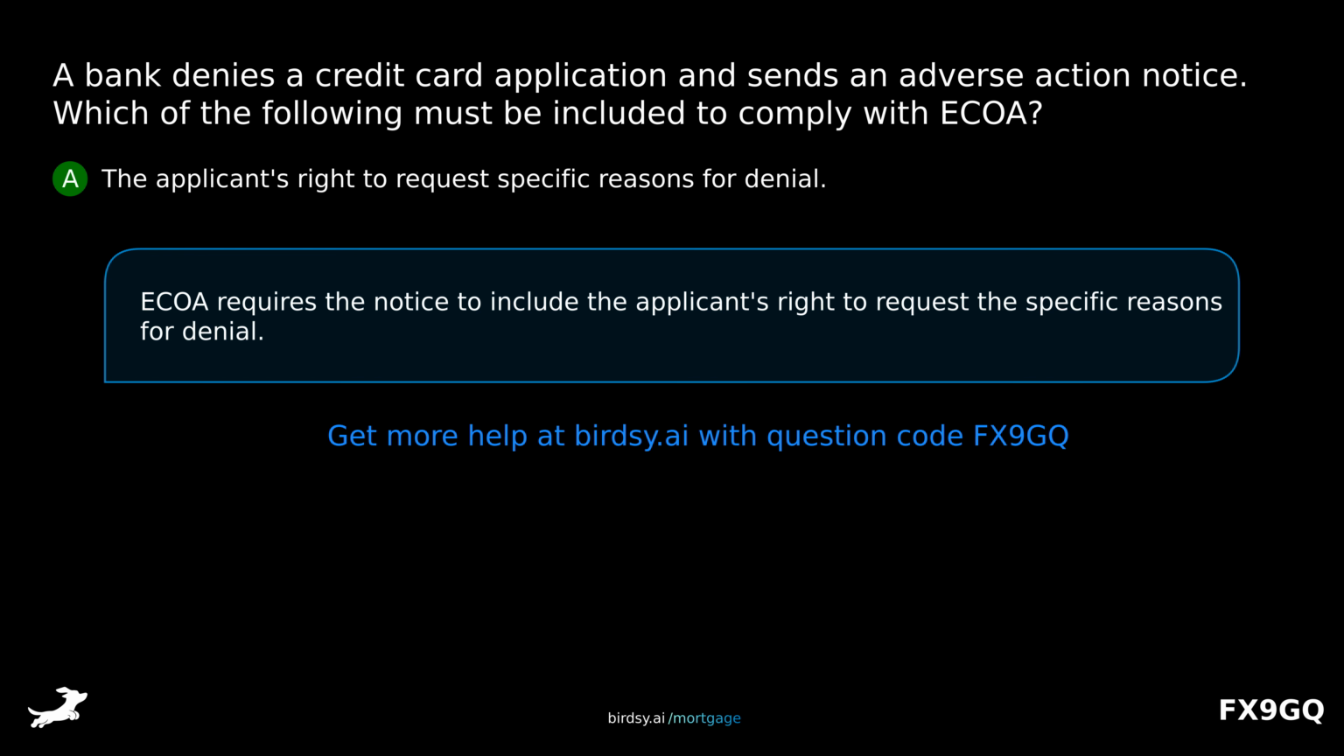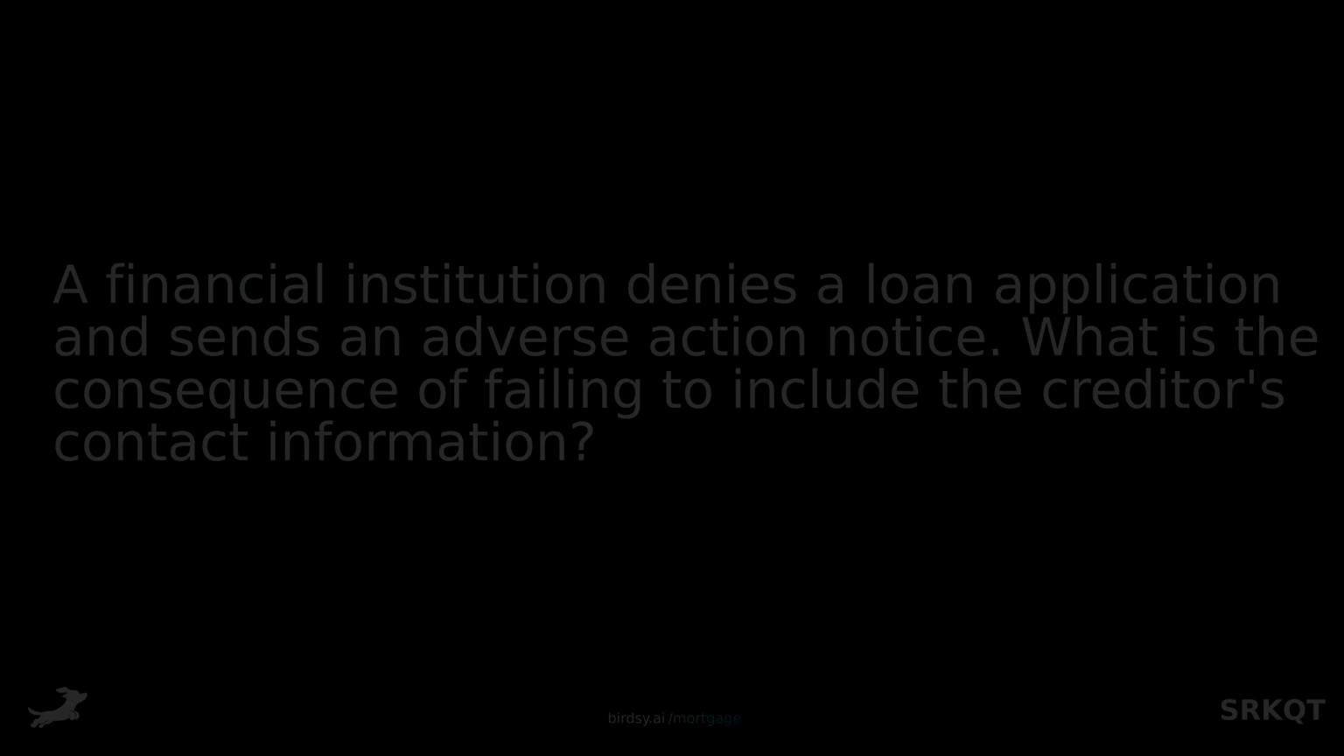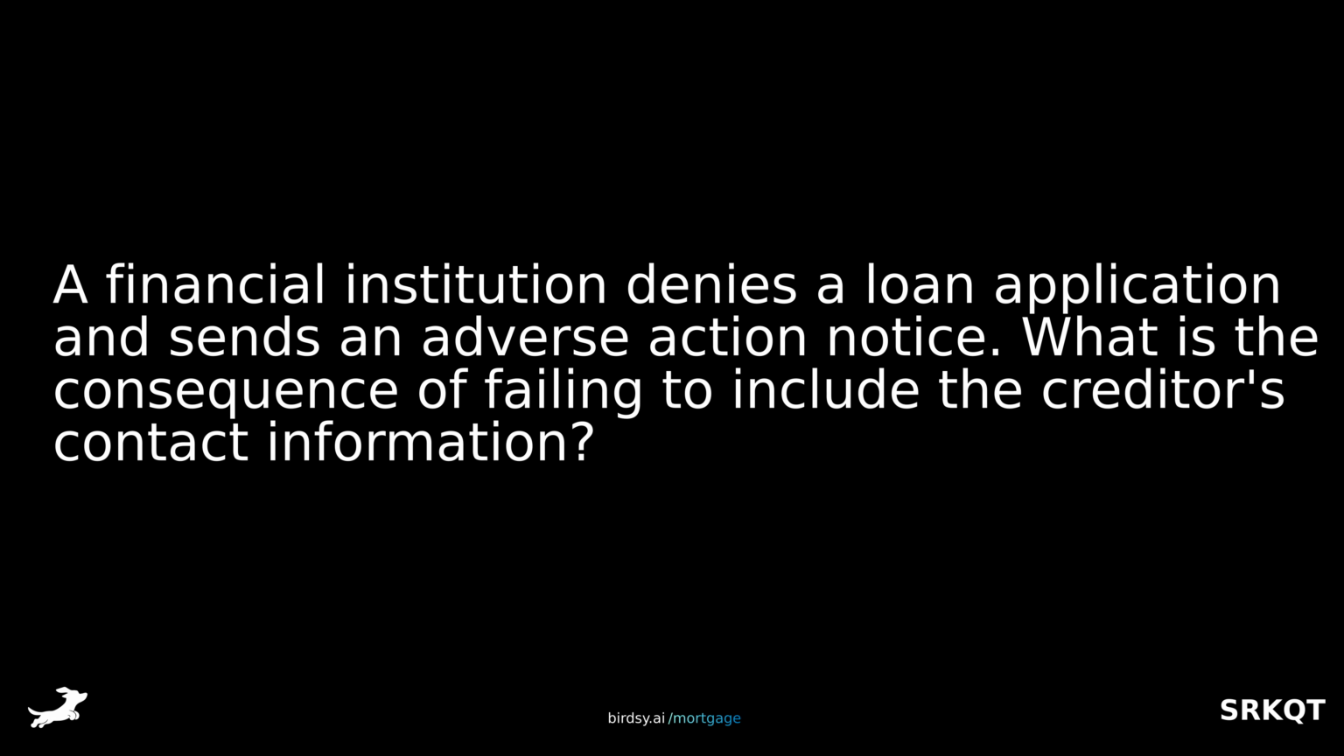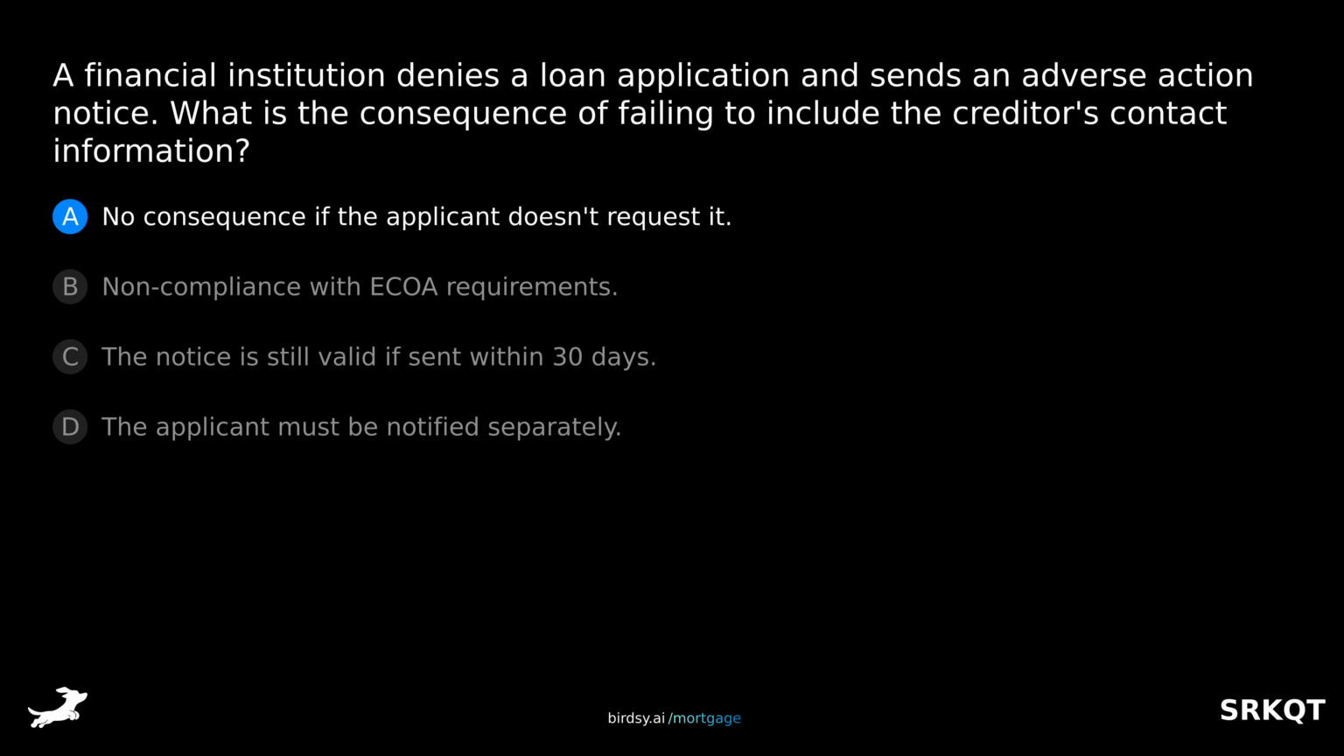ECOA requires the notice to include the applicant's right to request the specific reasons for denial. A financial institution denies a loan application and sends an adverse action notice. What is the consequence of failing to include the creditor's contact information? Is it A, no consequence if the applicant doesn't request it? B, non-compliance with ECOA requirements? C, the notice is still valid if sent within 30 days? Or D, the applicant must be notified separately? The answer is B, non-compliance with ECOA requirements.